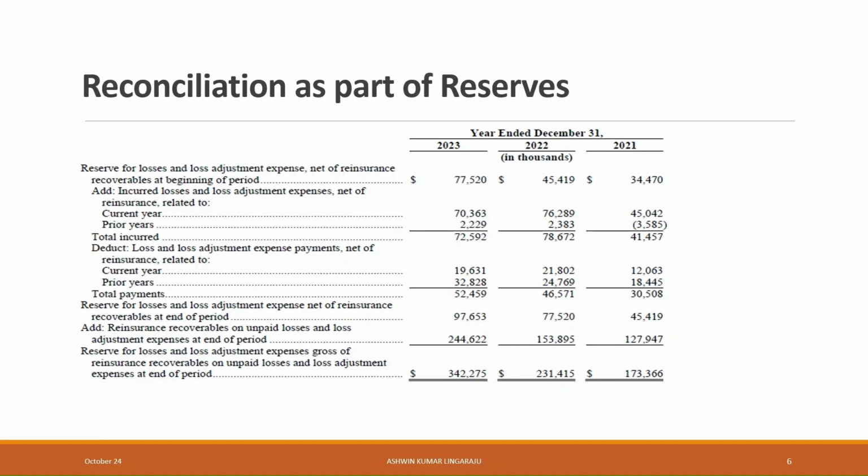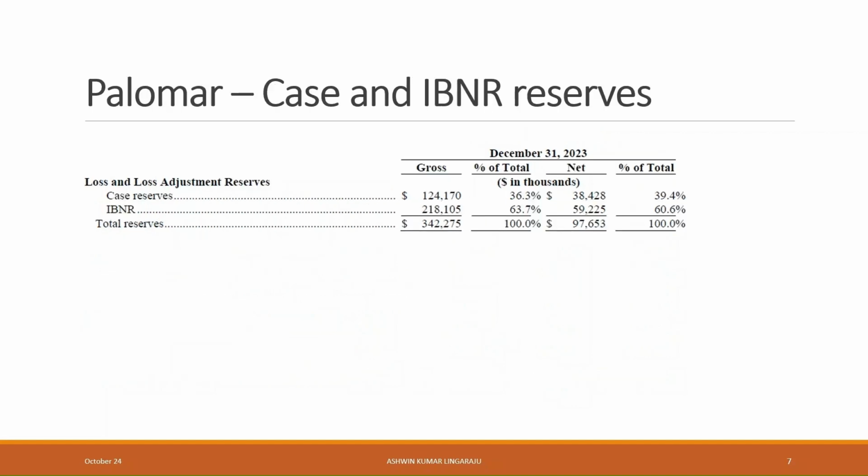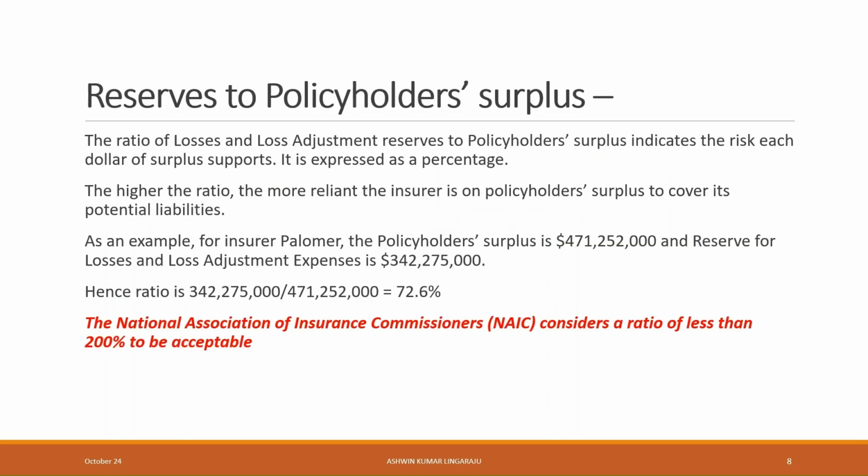Now let's look at the bifurcation of the reserves value of 342.275 million. The case reserves is about 36%, while IBNR reserves is about 64%. This number is obtained based on the actuarial methods, which we have seen in the previous slides. There are about four actuarial methods, and based on that, this reserves value is derived. Now that we know the components of reserves and how to spot reserves in the annual reports, let's understand the reserves in the context of policyholder surplus.